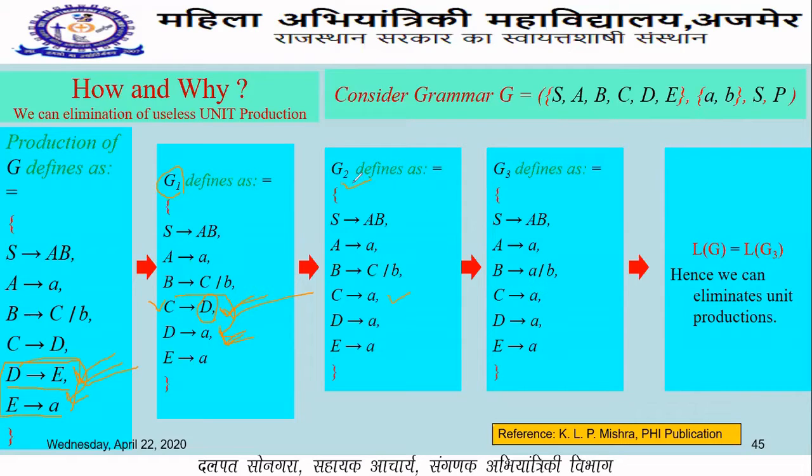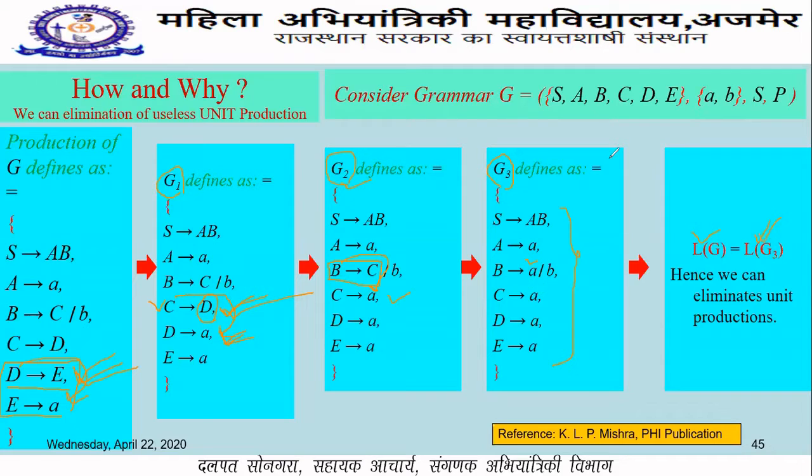Again, this simplified grammar G2 has one more unit production, B tends to C. So we can remove B tends to C also and make a new production B tends to small a, and this is the new simplified grammar G3. G3 does not have any unit production, and the language derived by G3 is the same as the language derived by G after removing all unit productions.